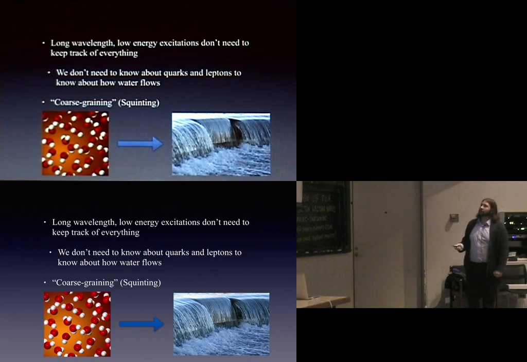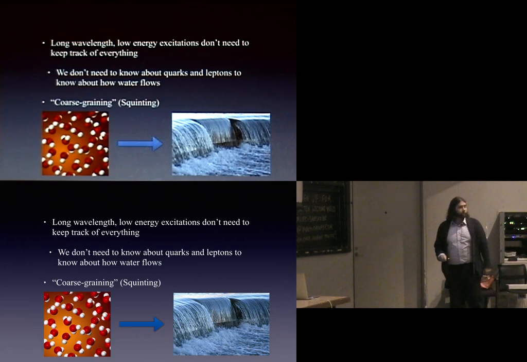So this is basically the idea. In physics nomenclature this principle is the renormalization group flow, but you can just think of it as coarse graining or squinting, right? If I zoom really close in, I have a whole bunch of water molecules bouncing around, but I don't need to keep track of every water molecule to see that water flows. Is that clear?